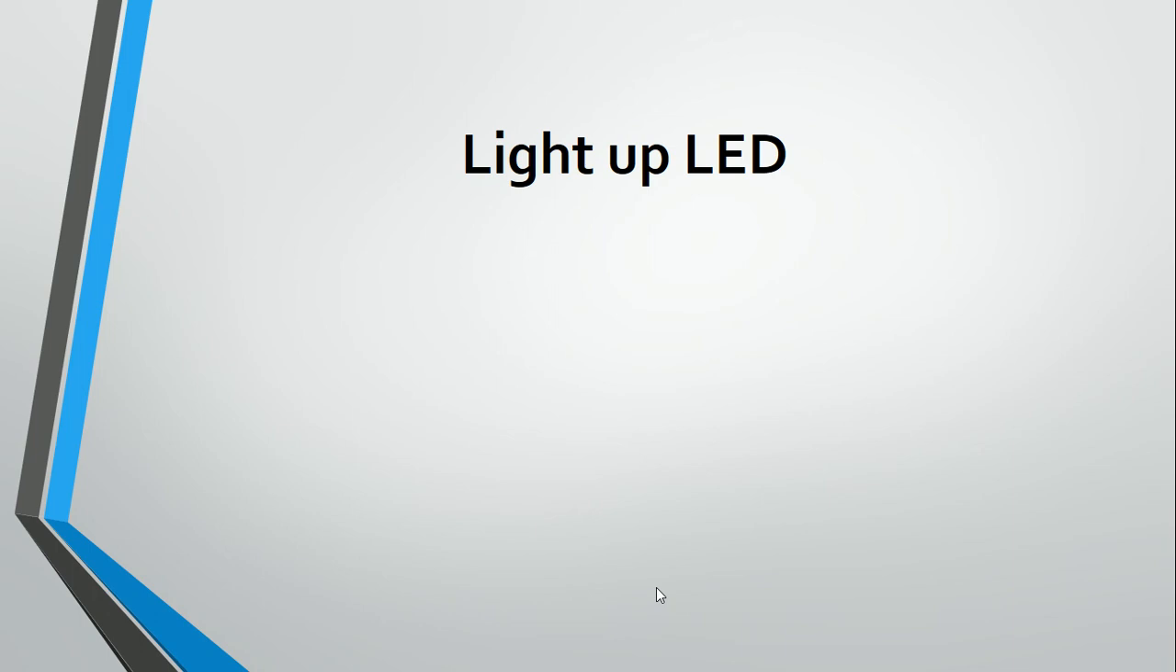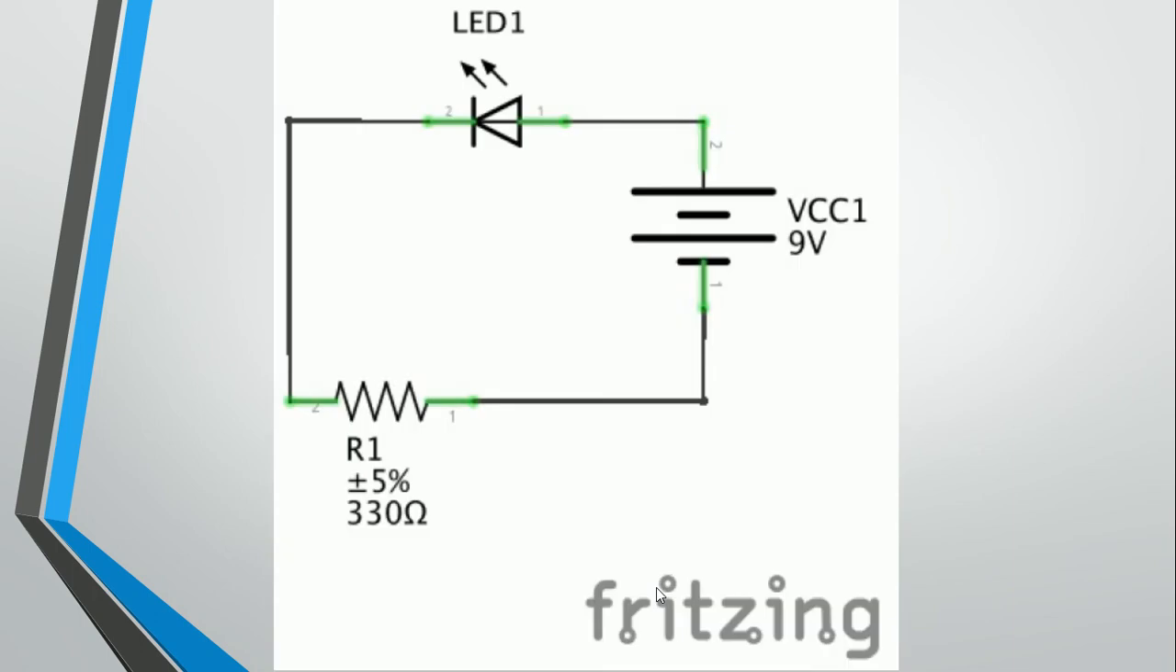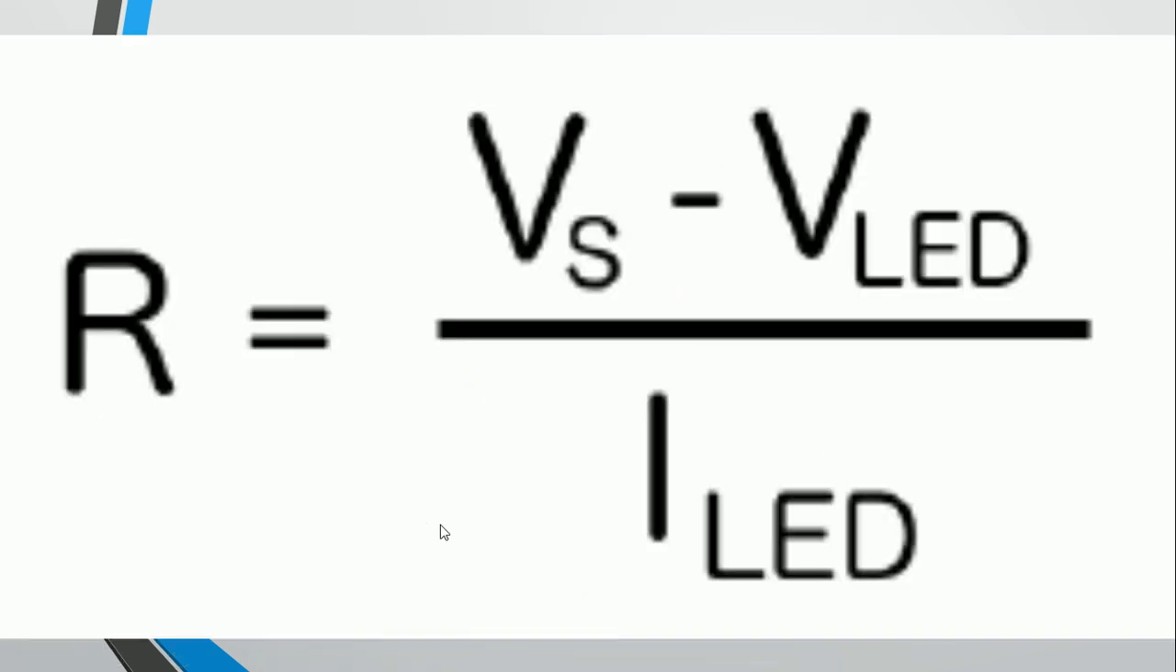Okay, we have an example here, a schematic diagram of lighting up an LED. We have a power source of 9 volts, and then we have an LED, and then we have a resistor which is 330 ohms. To get the resistance, we have to know the voltage of the source minus the voltage of the LED divided by the current of the LED.